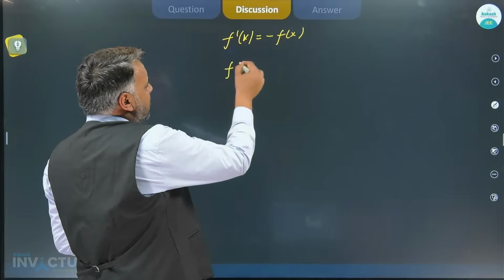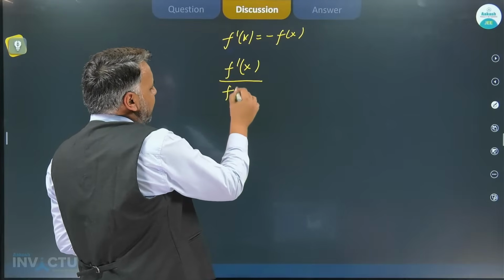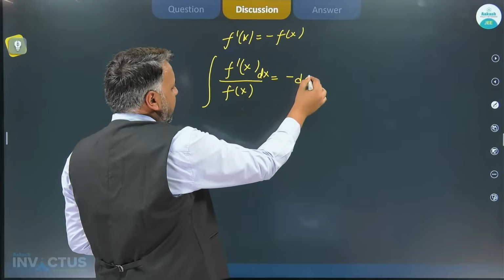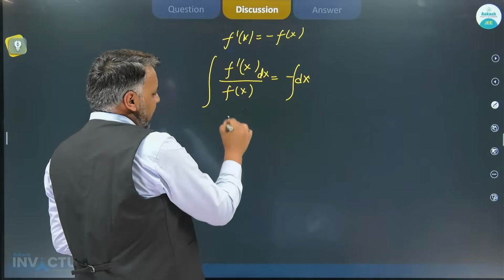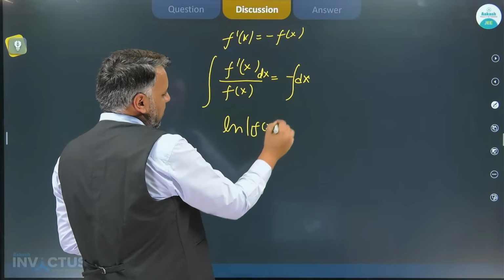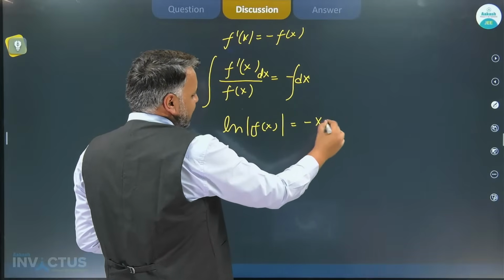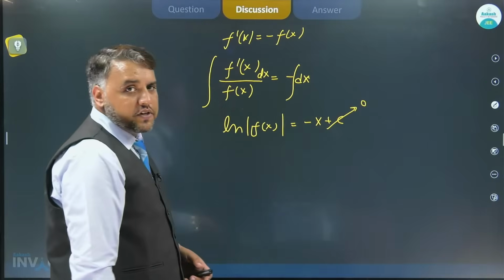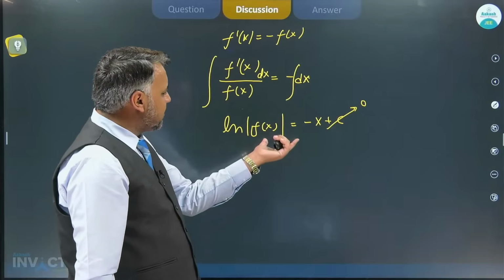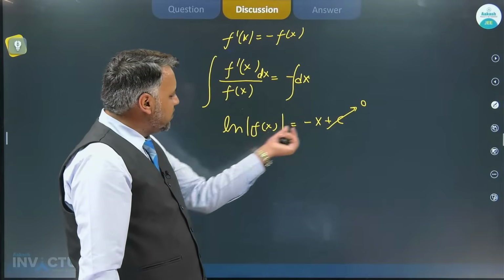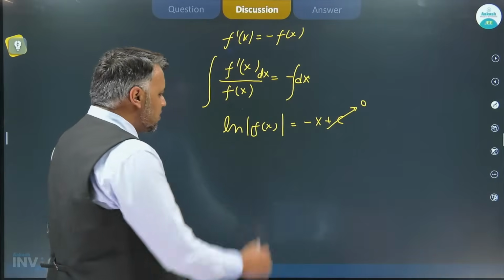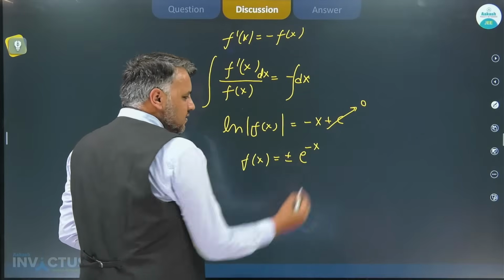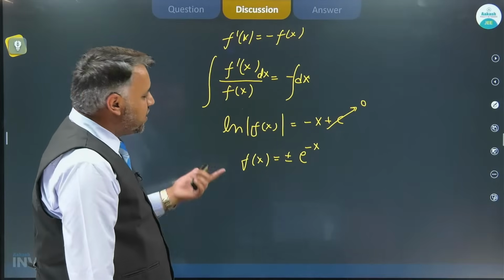Now integrating both the sides, f dash x upon fx is equal to -1. So multiplying by dx and integrating. So ln of fx will be minus x plus some constant. Again, this constant term will be 0 because we know f of 0 is 1. So by putting x is equal to 0, this expression will be 0, this will be 0, so c must be 0. So fx can be plus minus e power minus x, but f dash 0 is 1.